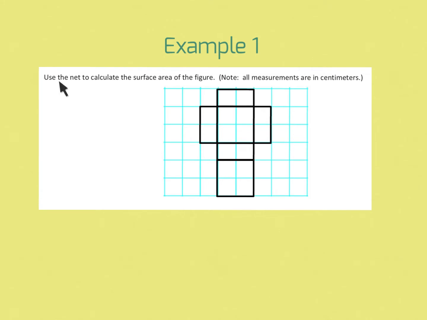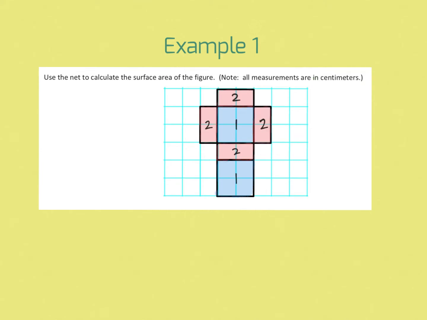Our first example is use the net to calculate the surface area of the figure. All measurements are in centimeters, so we should highlight that this is in centimeters. And next, we can color it in. We see that we have 1, 2 of the same shape, and then 1, 2, 3, 4 of a second shape.